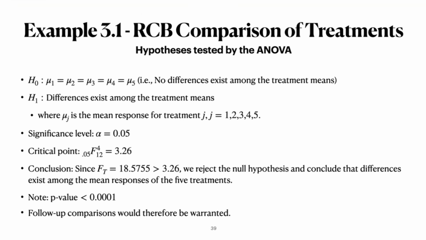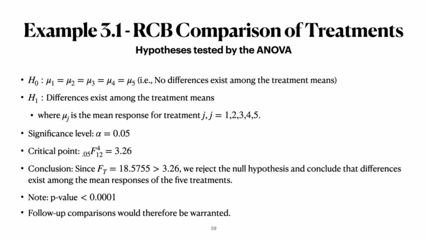And if there were some kind of structure to those treatments, then perhaps that structure would suggest the kind of follow-up comparisons that would be appropriate. For example, maybe treatment 1 is a control, and the primary interest is in comparing each of the other 4 treatments to the control, and there could be other scenarios as well.